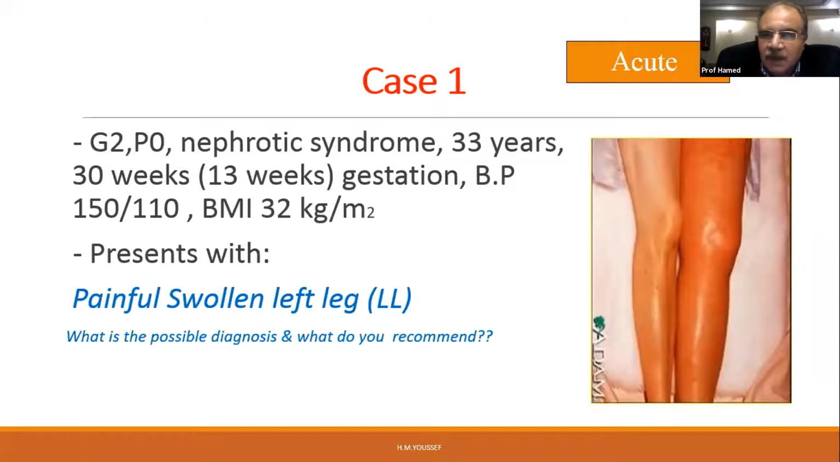Okay. Case number one: you have a patient, gravida 2 para 0, with nephrotic syndrome. Her age is 33 years, and she is at 13 weeks or 30 weeks of gestation. The blood pressure is 150/110, and the body mass index is 32. If the patient presents to you with a painful swollen left leg, or painful swollen lower limb, what is the possible diagnosis and what do you recommend?